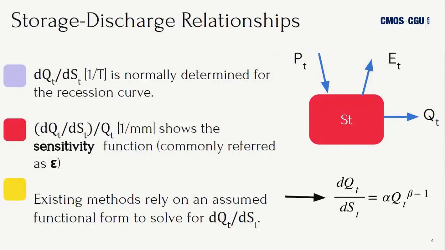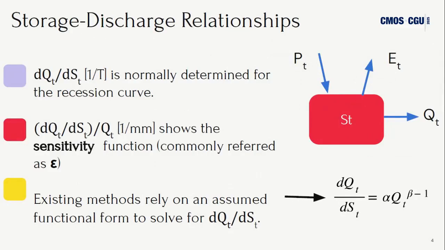Lovely as it looks, it's hard to compare this value between catchments because streamflow discharge can be very different from catchment to catchment. So it's very common to normalize this using the streamflow discharge at each time. This is called the sensitivity function, commonly referred to as epsilon in the literature, and this epsilon is what we are looking to evaluate and compare from catchment to catchment.